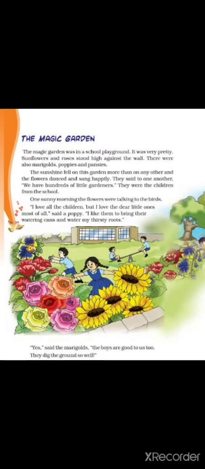It was telling that these plants, these flowers, were feeling too thirsty, and their roots were feeling thirsty. So in order to satisfy them with water, all these small children were coming with cans full of water. And this flower, marigold, is also accompanying the other plant, that is poppy, saying, "And the boys are good to us too." So again they were discussing the small children: the boys are too good to us, they dig the ground so well. They were again and again discussing the good deeds done by the small children.